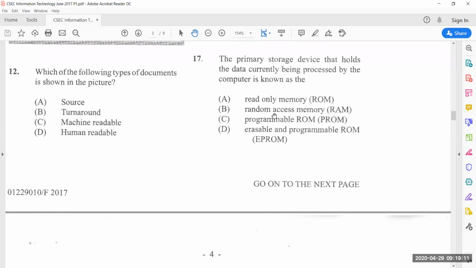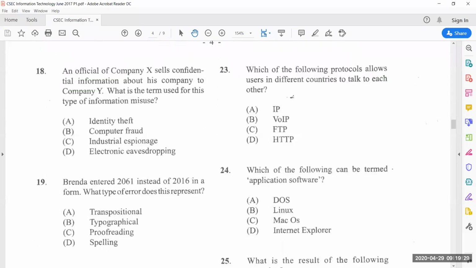Remember, when a program is currently being worked on, the data is moved from the secondary storage to the primary storage, which is RAM. Okay, so the answer is B. Okay, let's move on to number 18. An official of company X sells confidential information about his company to company Y. What is the term used for this type of information misuse?